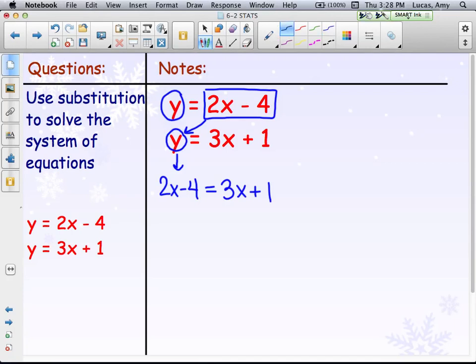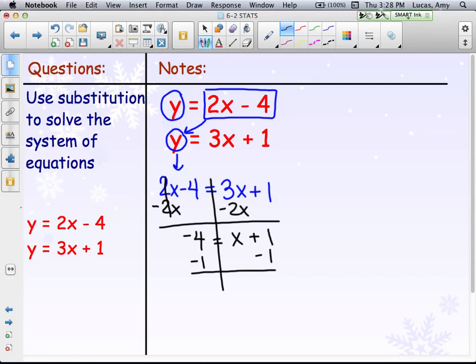So again, the 2x minus 4 was equal to y. When it replaces the other y, I've now got an equation with variables on both sides. So I'm going to subtract away the smaller one. So subtract 2x, which leaves negative 4 equals 1x plus 1. Subtract 1, and x equals negative 5. So for my ordered pair, I have negative 5 for x.